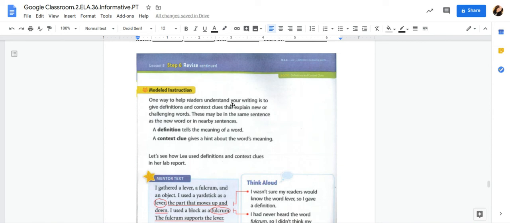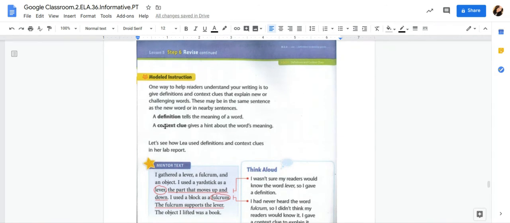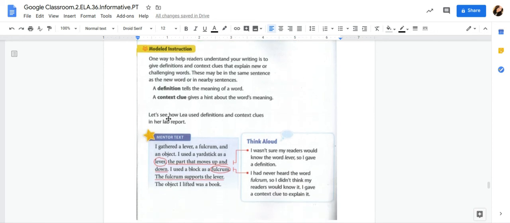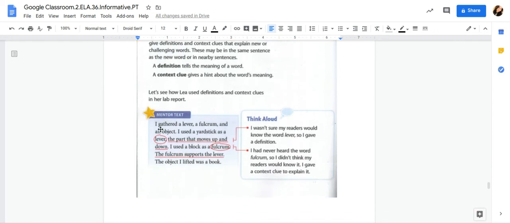One way to help readers understand your writing is to give definitions and context clues and explain the new challenging words. These may be the same sentence as a new word or nearby sentences. A definition tells the meaning of a word. A context clue gives a hint about the word's meaning. Let's see how Leah used definitions and context clues in her lab report.